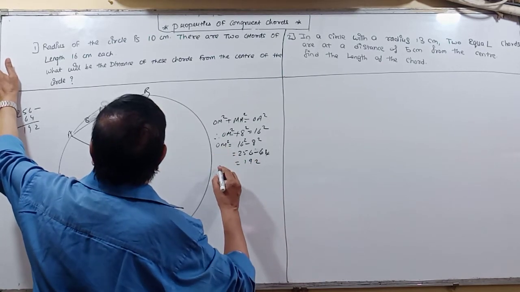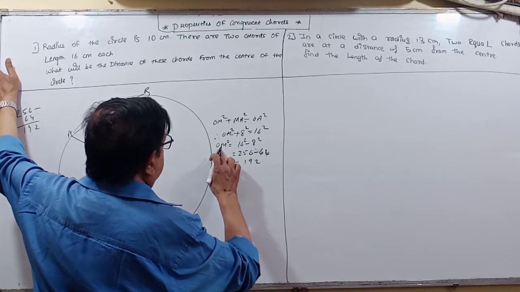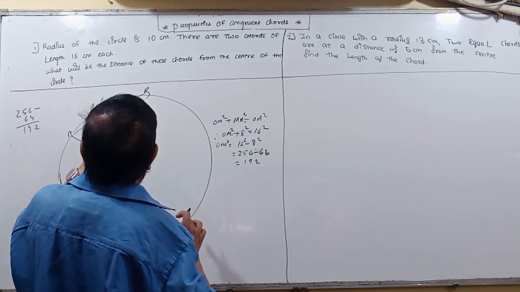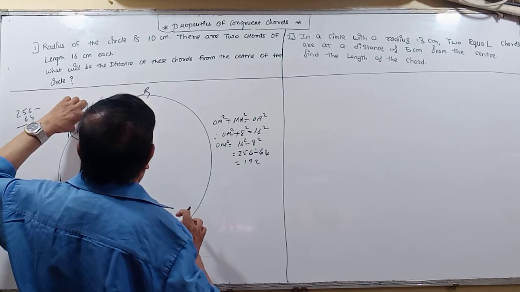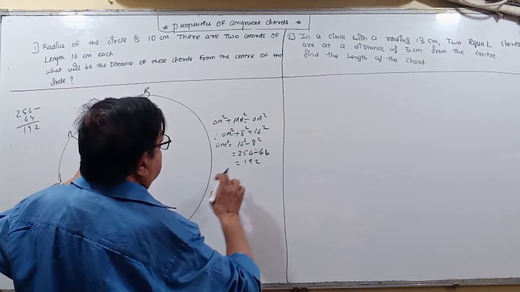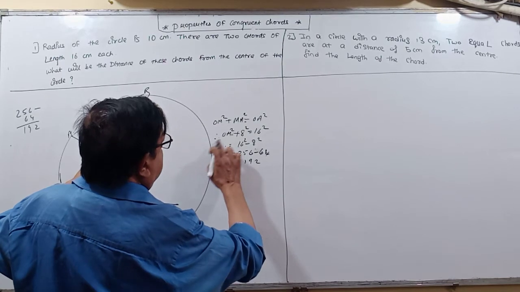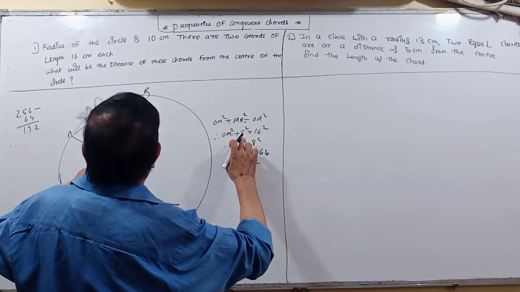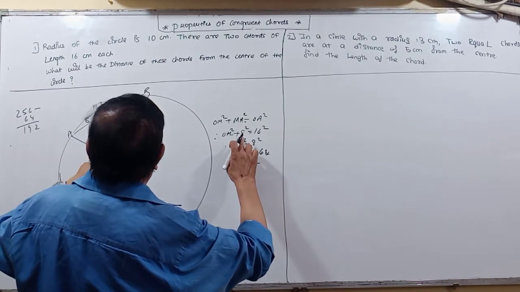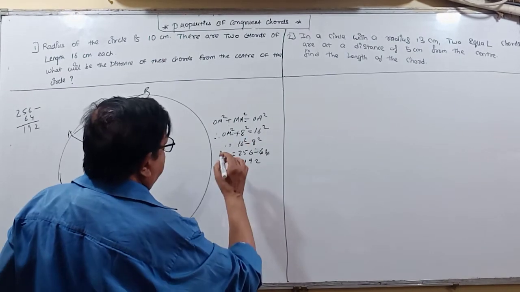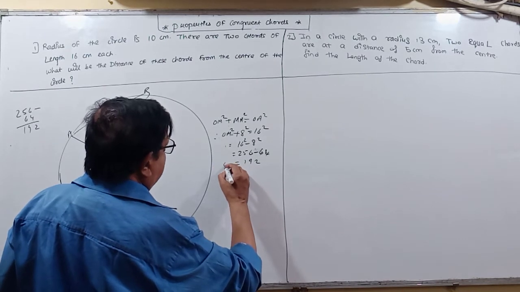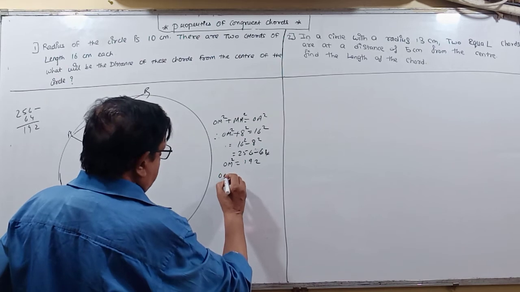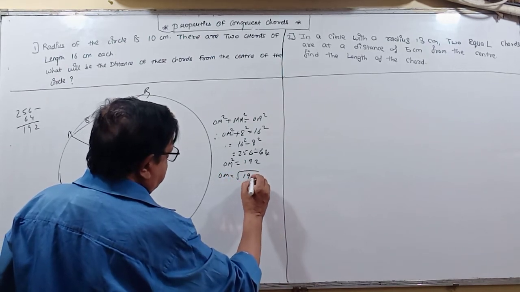Therefore, OM square, no: OM square plus MA square equals OA square. We need OM square. We got OM square as 192. Therefore, OM equals square root of 192.